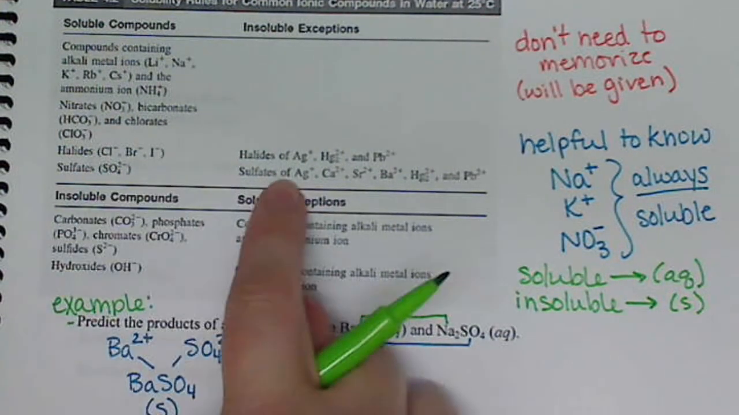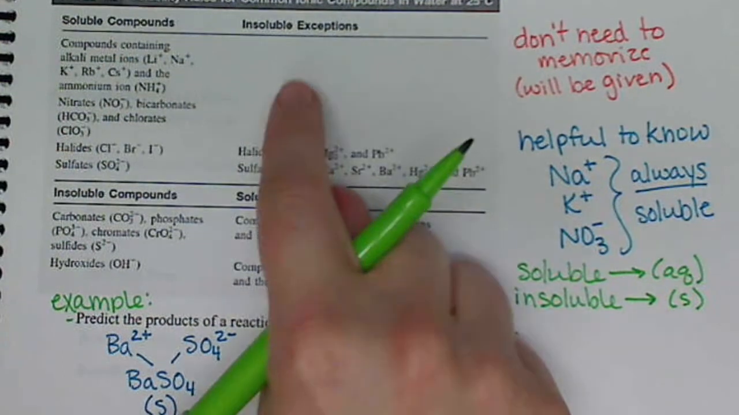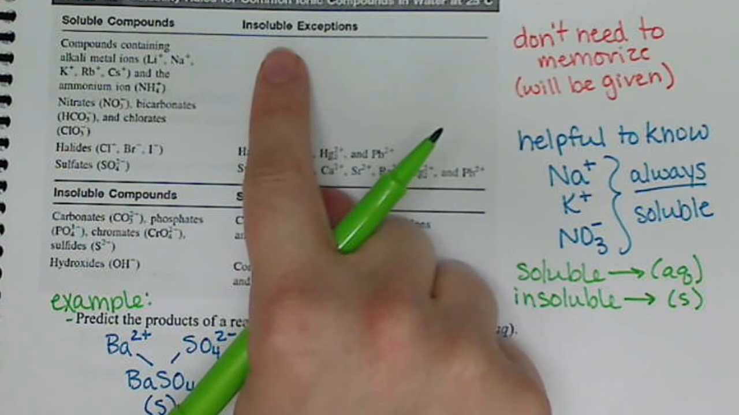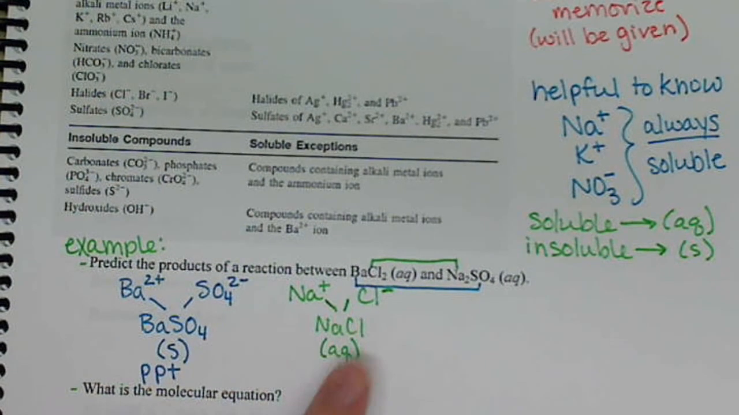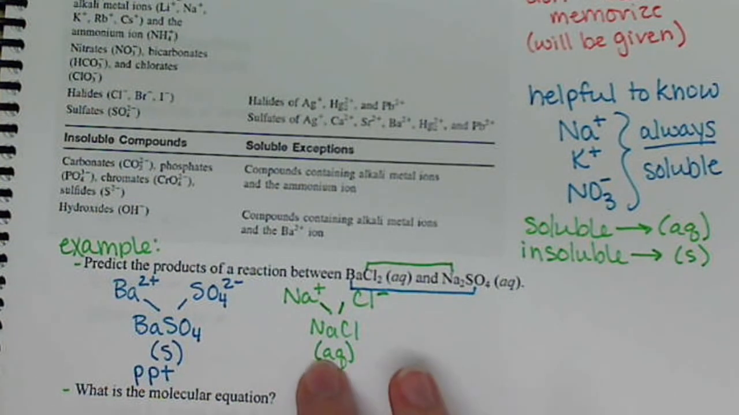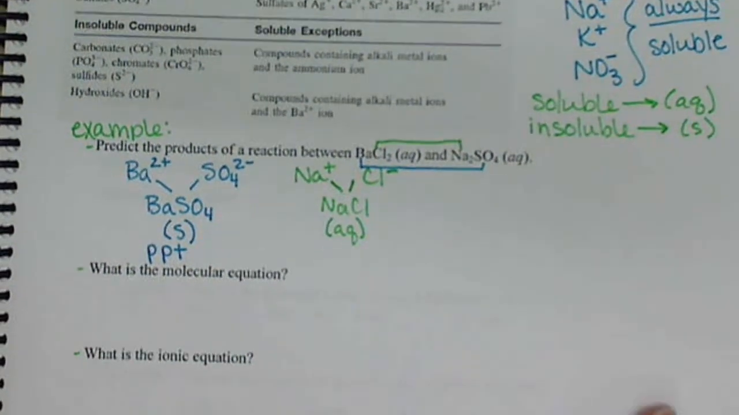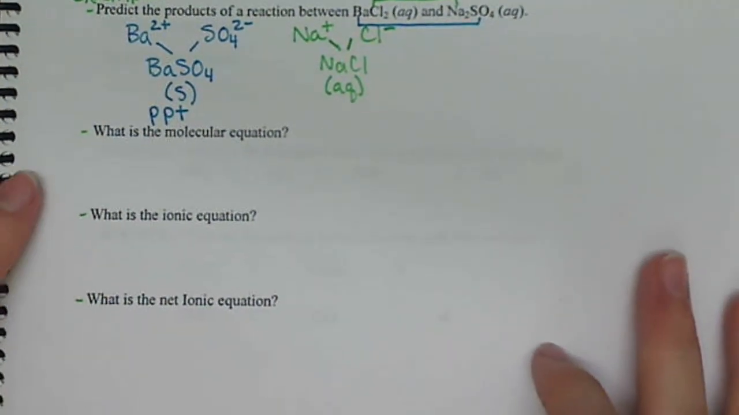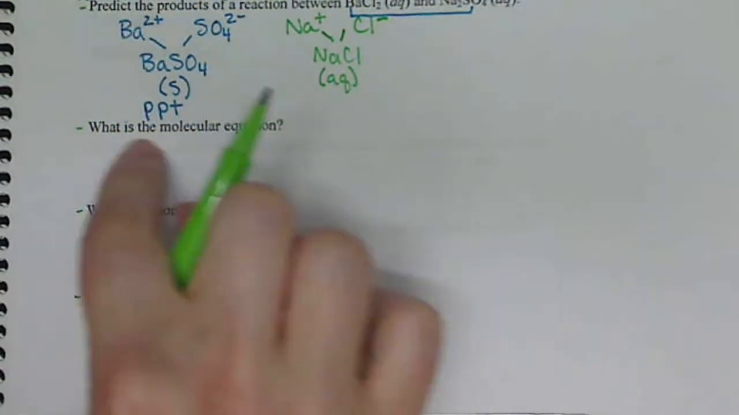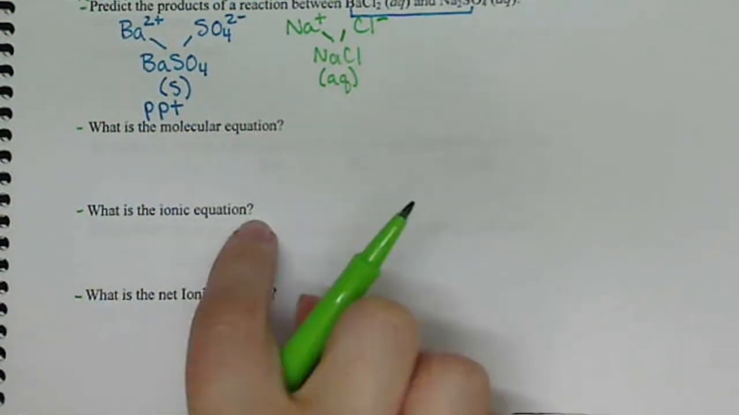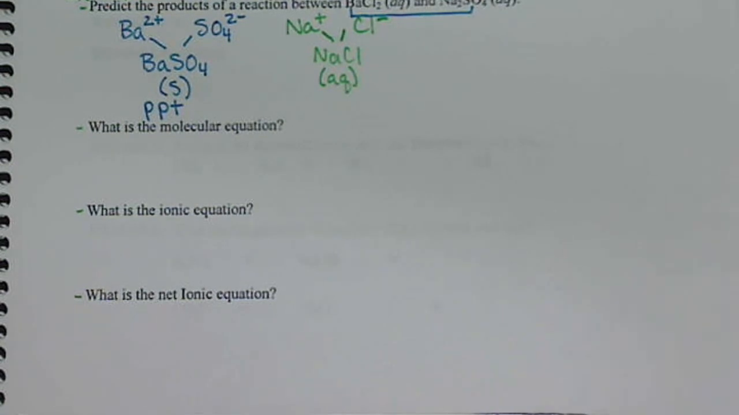So again, barium sulfate is insoluble. It's one of our insoluble exceptions for sulfates, so it's going to form a solid, and that's our precipitate. Sodium chloride has sodium in it, so we have aqueous. For our molecular equation, I will go ahead and describe these 3 equations here in the next video.